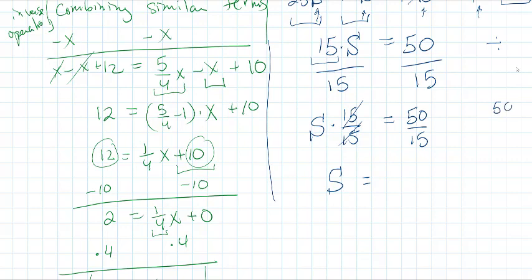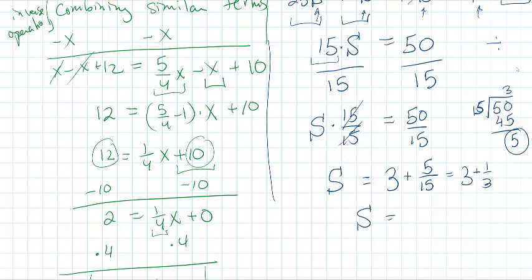Let's do that up here. 50 divided by 15. 15 doesn't go into 5, but it goes 3 times into 50. 3 times 15 is 45, and 50 minus 45 is 5. So we have 3 plus 5/15, right? We have a remainder of 5, and that is just 3 plus a third, or we can write that s, the speed up, is 3 1/3 miles per hour.